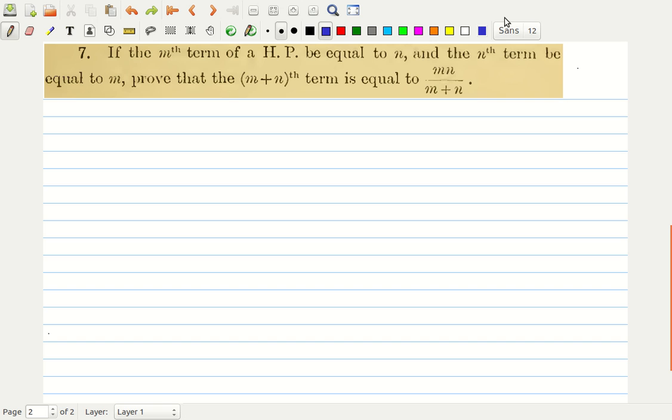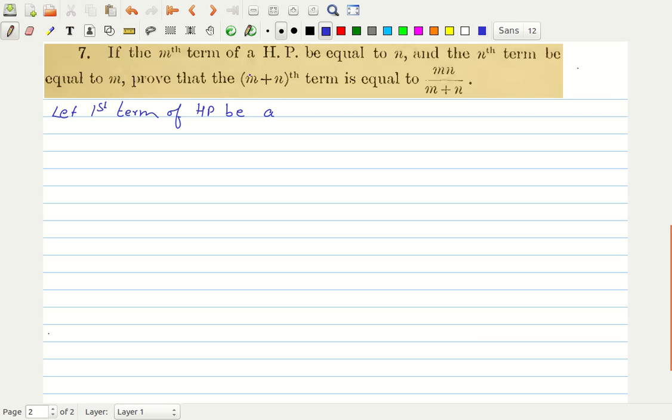Let us look at problem number 7. If the mth term of a HP be equal to n and the nth term be equal to m, prove that the m plus nth term is equal to mn divided by m plus n. So let the first term of the HP be some value a, right?